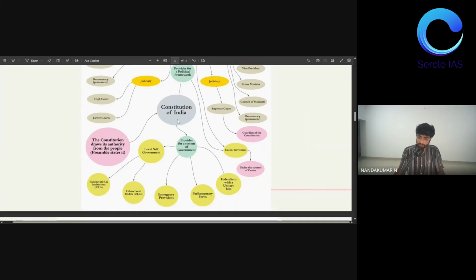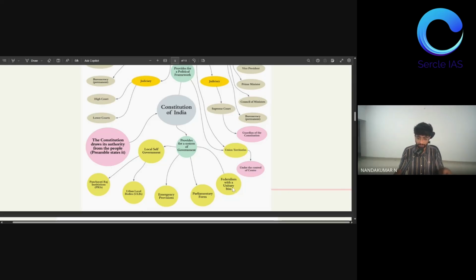Now, the Constitution also provides a system of government. We have a federal structure, but it is not completely or truly federal. There is a unitary bias. There is a heavy bias towards the center, because we know in the Seventh Schedule there are more subjects under the control of the center. Many subjects have been transferred from the state list to the concurrent list. So the unitary bias is very clear.